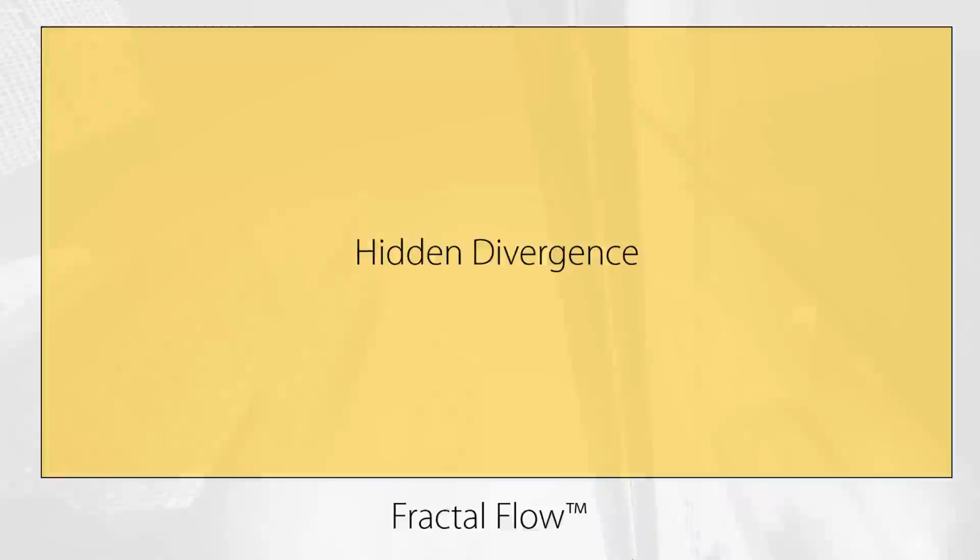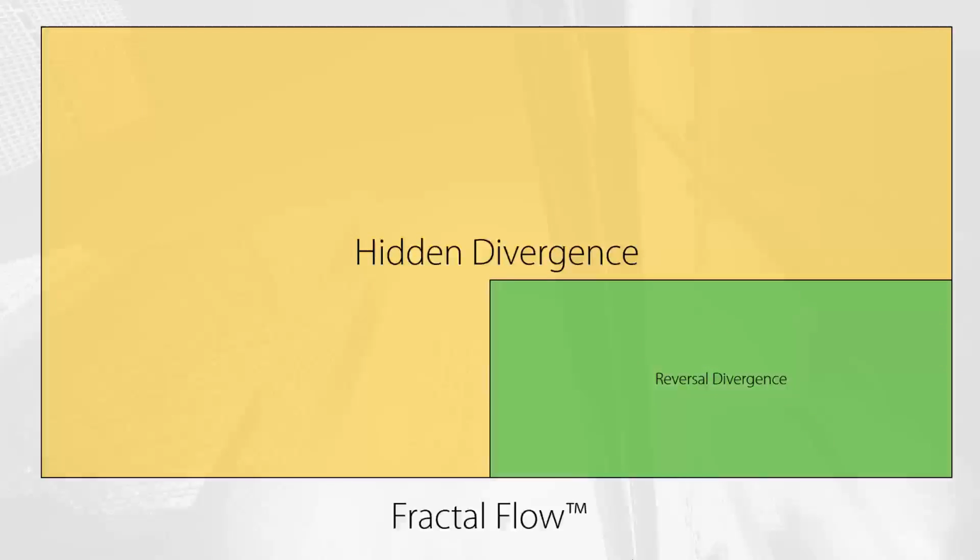The fractal hybrid divergence is composed of a hidden divergence in the higher timeframe or in the higher fractal, and a reversal divergence in the lower timeframe or lower fractal. Just like the fractal reversal divergence, the hybrid divergence can appear in multiple degrees. It's worth noticing that only the first degree of the fractal hybrid divergence is composed of a hidden divergence. All the subsequent degrees you will be able to spot have the reversal divergence structure.